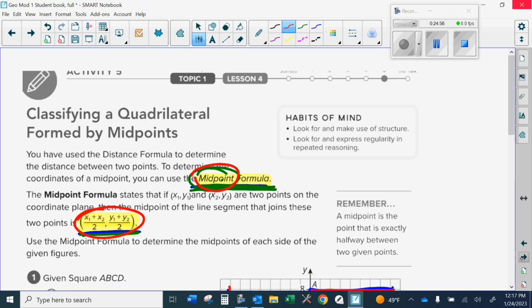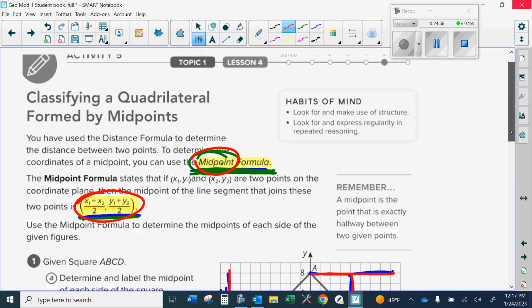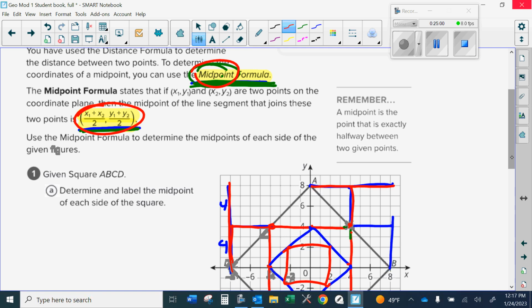Midpoint formula: it finds the midpoint between 2 points, and that's right here. So write that down for your formulas. That's the average of the x coordinates, comma, the average of the y coordinates. Okay. So use the midpoint formula to determine the midpoints of each side of the given figures.